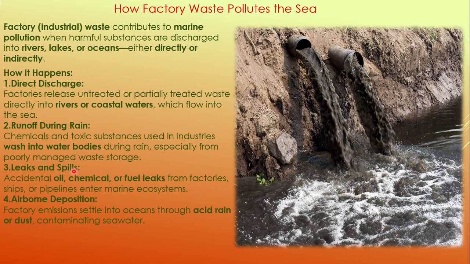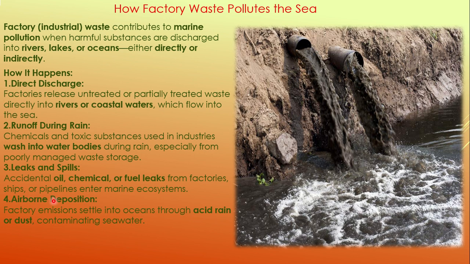Then leaks and spills. Accidentally, oil, chemicals, and fuel leak from factories, ships, and pipelines into the marine ecology. We know that in factories there are chemicals and fuel leaks. This will go through the river and dissolve in the sea. In the same way, ships also discharge some wastage, oily and other chemicals released from the ship, and these also dissolve in the water of the sea. Pipelines inside the sea also leak some fuel and chemicals, so it is also a problem for the marine ecosystem.